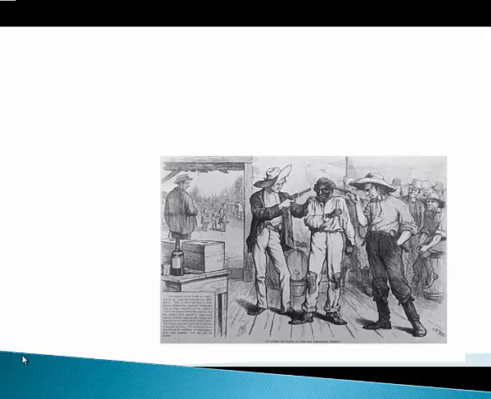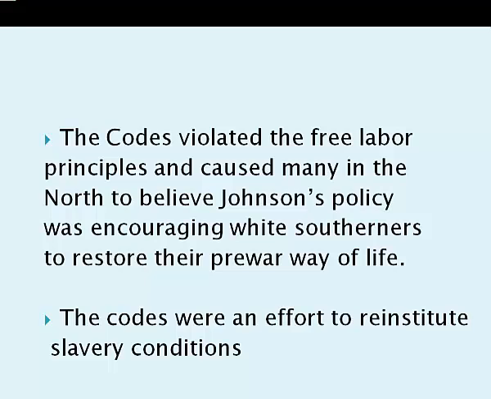And here we have a man they're trying to make decide to vote Democratic, because in the South, the black man was going to belong to the party of Lincoln. But if you've got a gun pointed at your head, you're going to vote whatever they tell you to vote. Now, these codes, in an effort to reinstitute conditions of slavery, of course, violated the free labor principles of the Republican North and caused many in the North to believe Johnson's policies were encouraging white Southerners to restore their pre-war way of life. Of course it was.